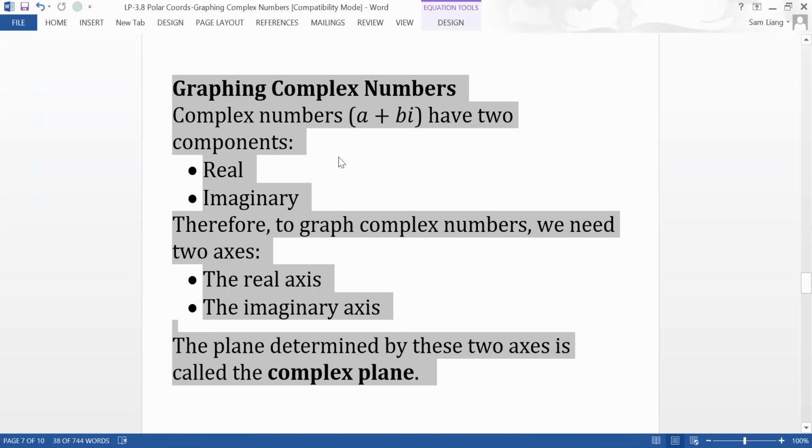So two components, real, imaginary. A is the real part, B is the imaginary part, and therefore we're going to need two axes, right? As we saw in the do now, the real axis, imaginary axis. And instead of calling it the Cartesian plane, which we had for x and y, here we're going to call it the complex plane. Okay, for complex numbers.